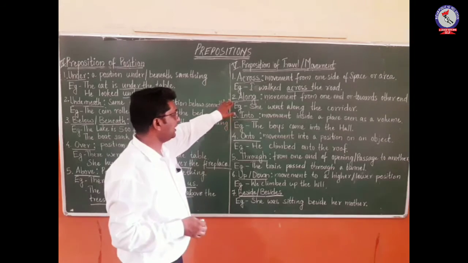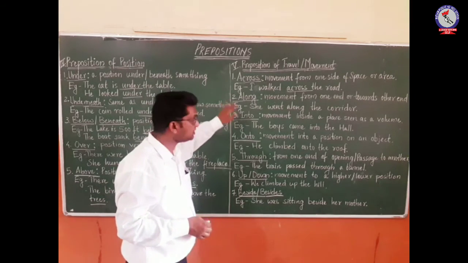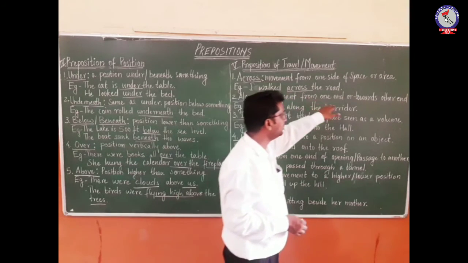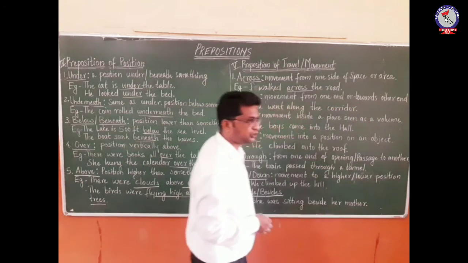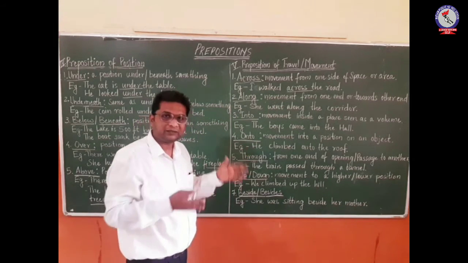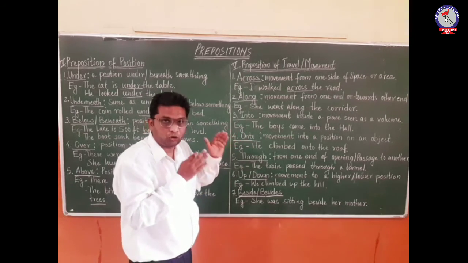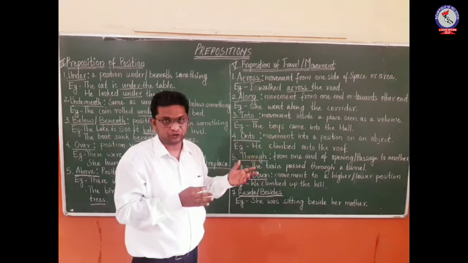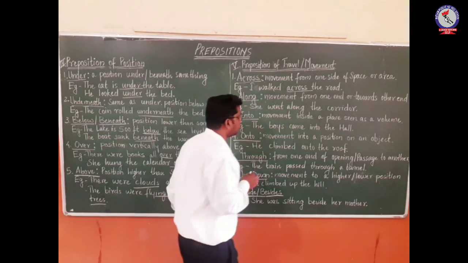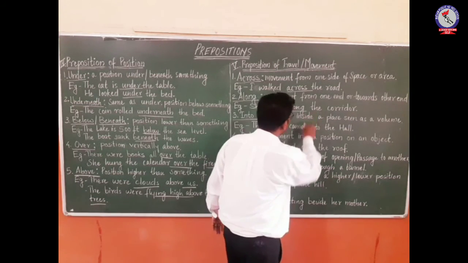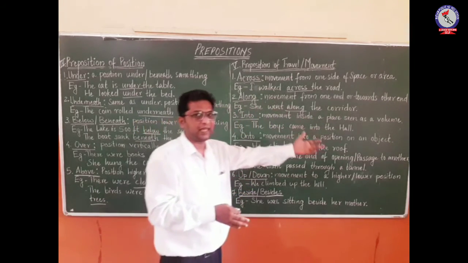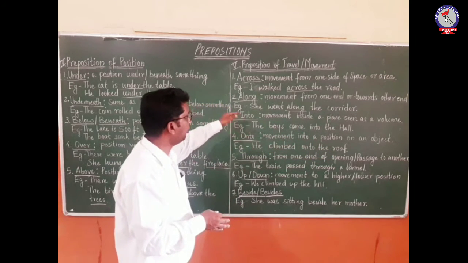Now see the next, along. It is used to show the movement from one end towards the other end. Example, she went along the corridor. The movement started along the corridor towards the other end. So we have used along here.